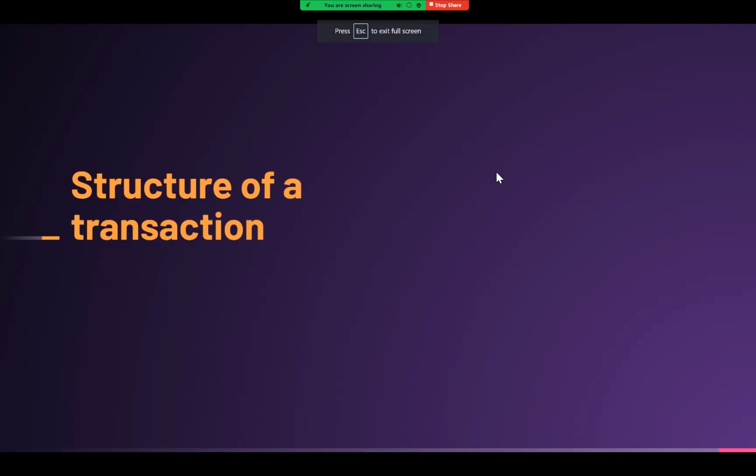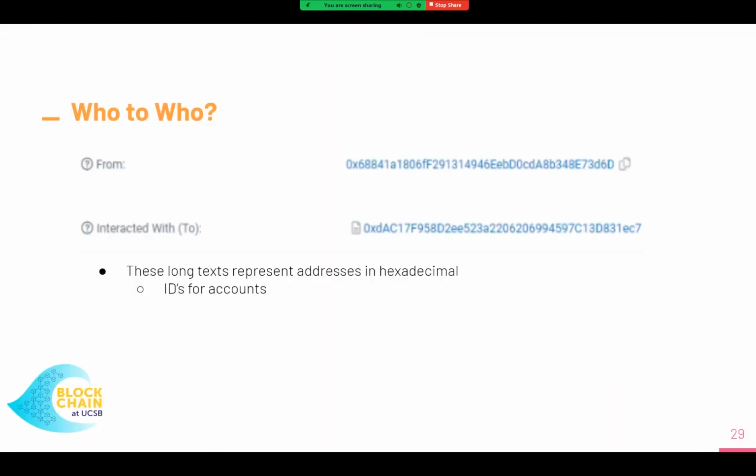So now we'll just look at a few key parts of a transaction. So we have our who to who, which address to which address, right? And each address is really derived from the public key, which is derived from the private key. So all of these addresses have corresponding private keys.